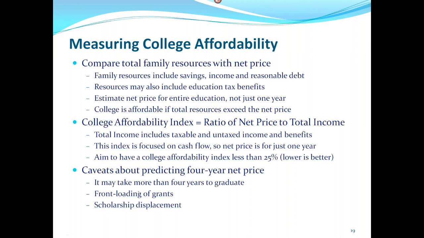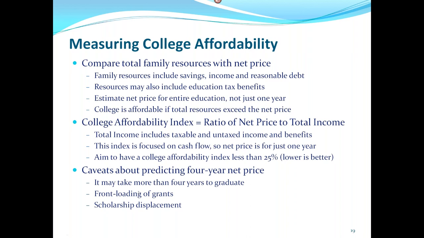Now, when you're trying to figure out just how affordable a college is, net price is a good first step. You can compare your family's resources with that net price. What you really want to do is compare it with a four-year net price. If the college practices front-loading grants, you need to take that into account. Your resources are your savings, your income, and reasonable debt. If you take that total and compare it with the four-year net price, if those resources exceed the net price, then you can afford that college.